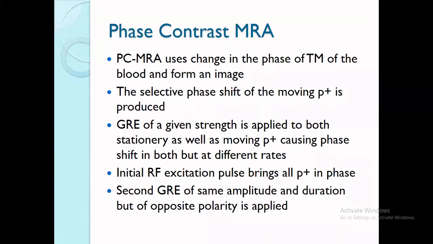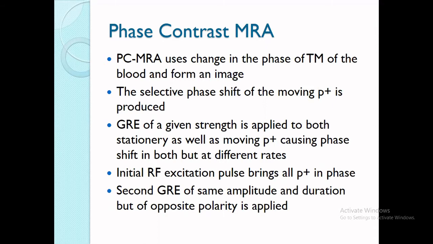Phase contrast MRA uses change in the phase of the transverse magnetization of the blood to form an image. So particularly if we are considering a scenario of the blood, if I give you an example within the brain, if you target a particular slice, in that slice there will be some stationary tissues as well as the blood vessels. So in this technique, we use changes in the phase of the transverse magnetization.